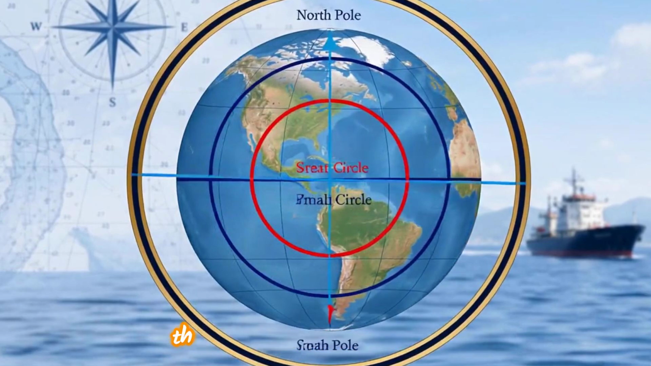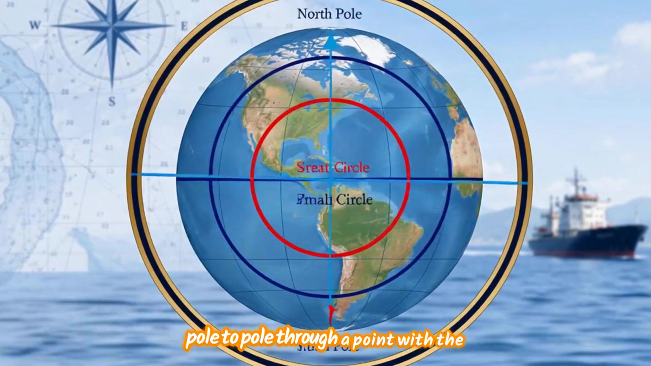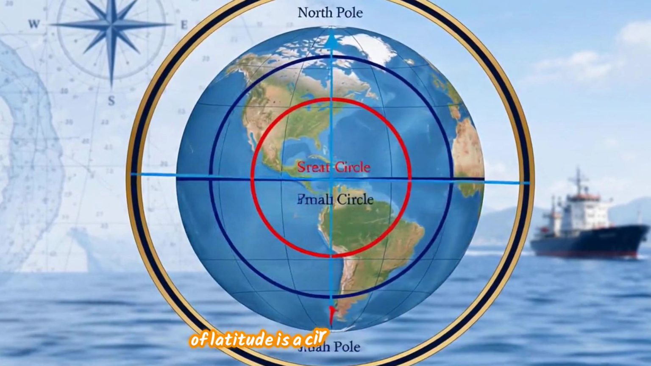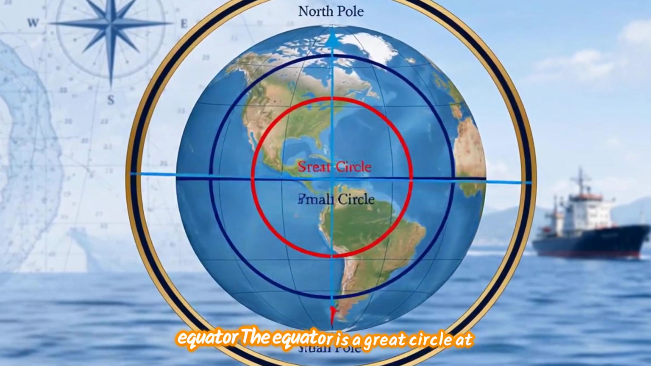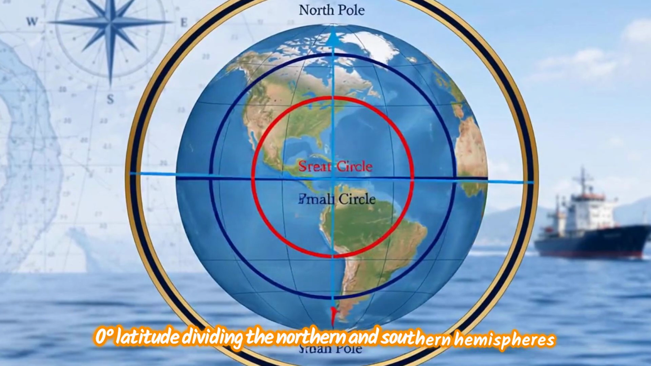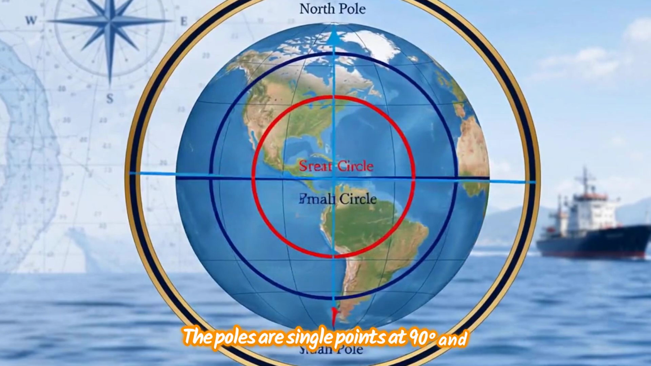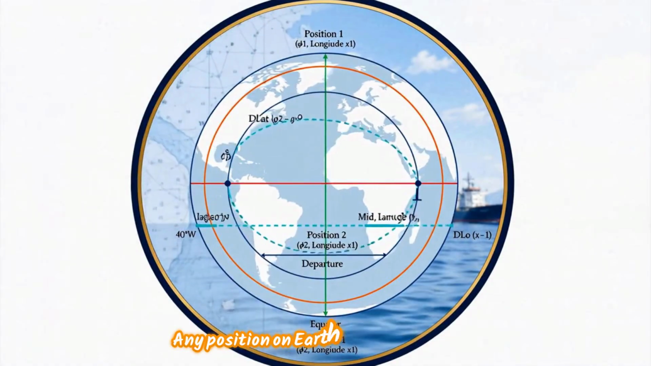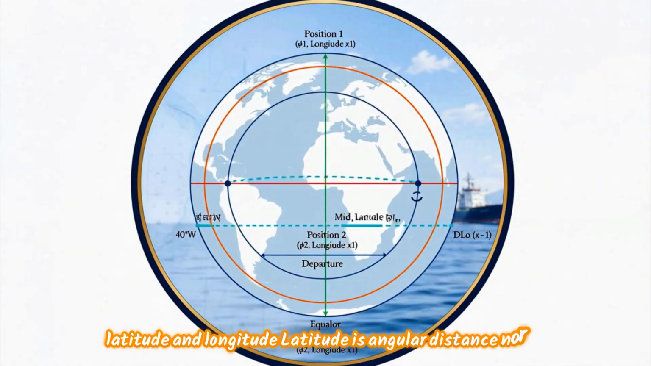A meridian is the upper branch of the half-circle from pole to pole through a point, with the opposite half called the lower branch. A parallel of latitude is a circle parallel to the equator. The equator is a great circle at 0 degrees latitude, dividing the northern and southern hemispheres. The poles are single points at 90 degrees, and all other parallels are small circles. Any position on Earth can be defined by latitude and longitude.